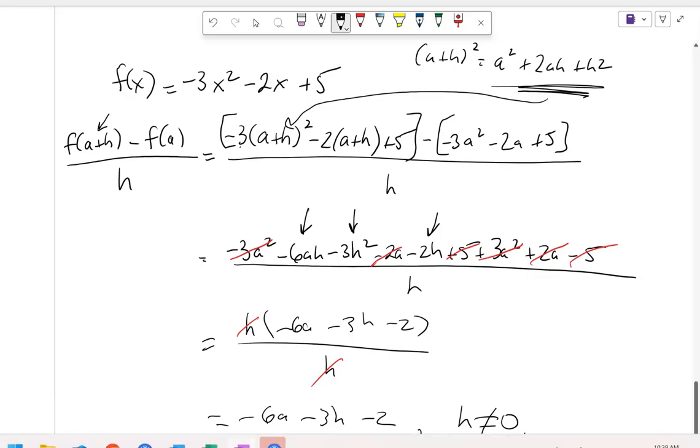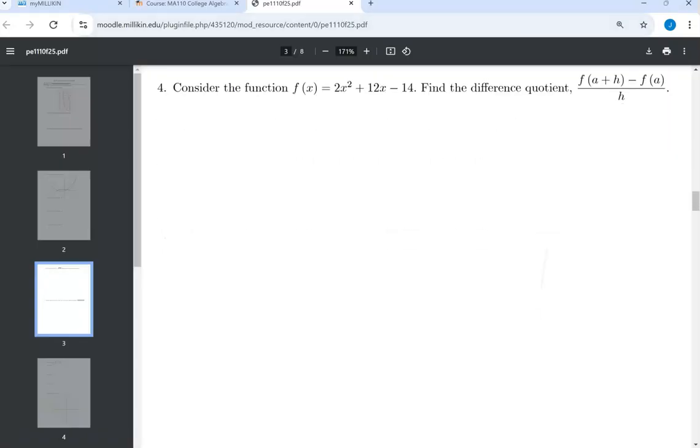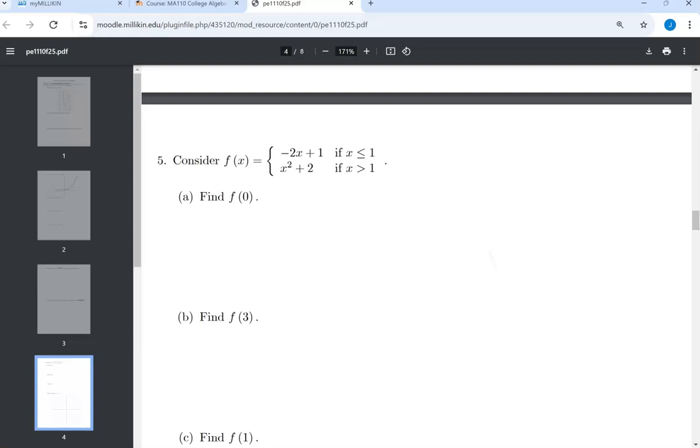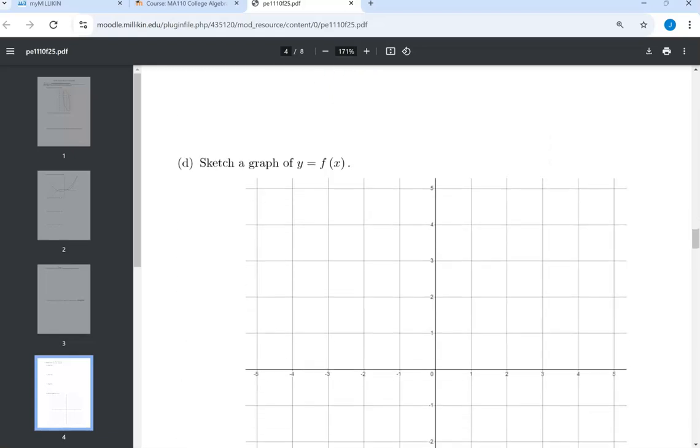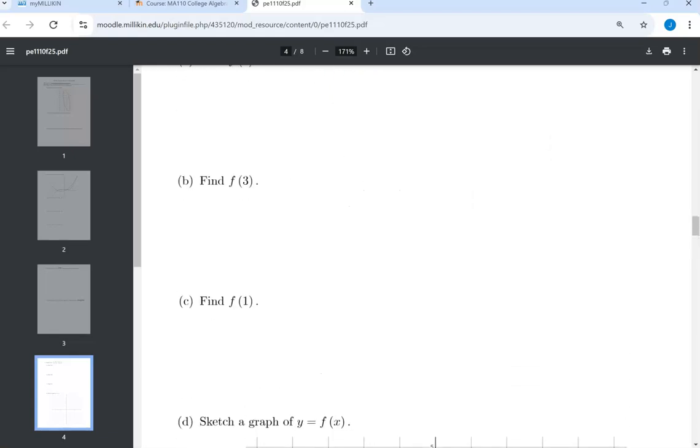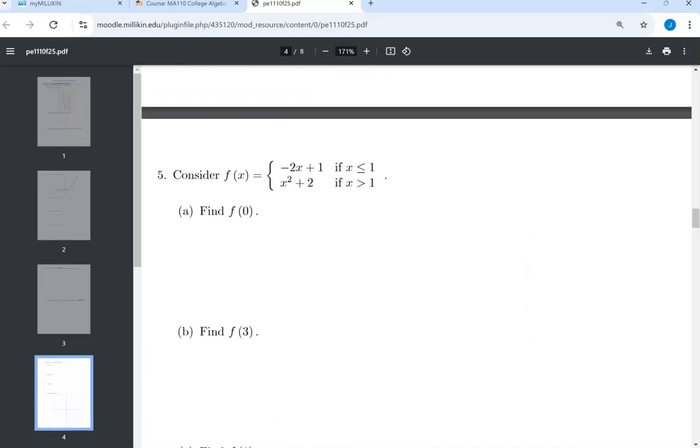All right, let's switch back over here. We got a piecewise defined function. So which piece would the 0 go into? The top one. The 3 would go into, and the 1 would go into the top one, right? And then this last part's asking you to graph it. So what kind of a shape is -2x plus 1 going to be? A line, right? It's going to be a line, slope of -2, y-intercept of 1. Make sure you stop at 1 when you graph that one.